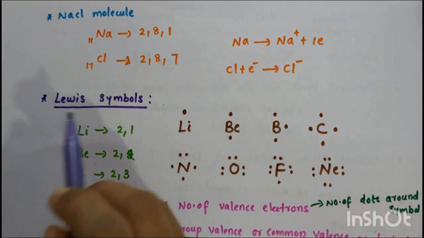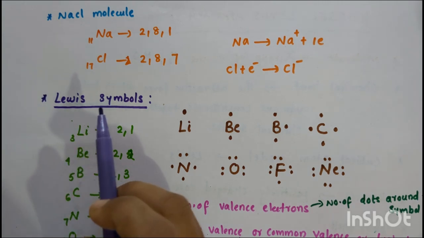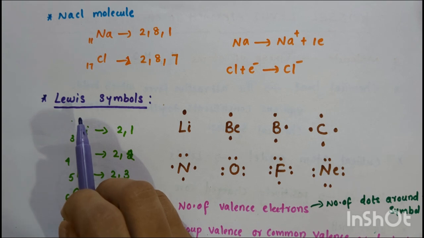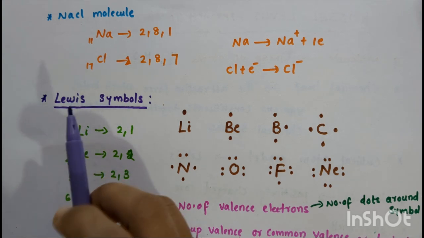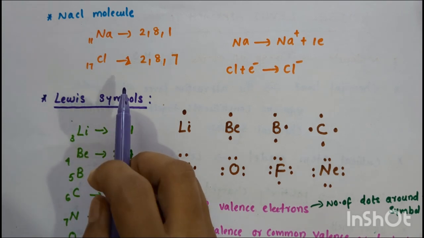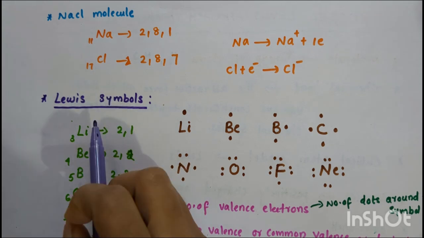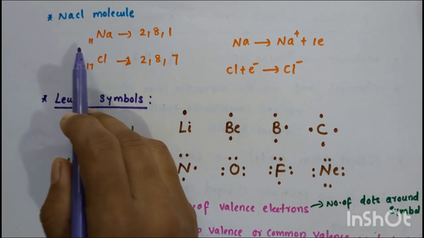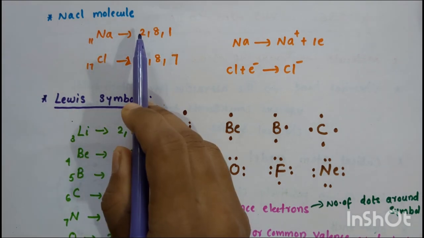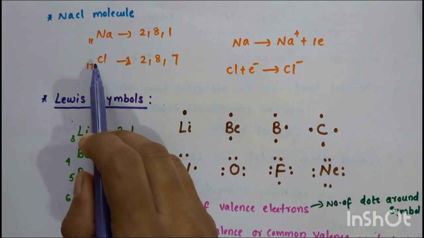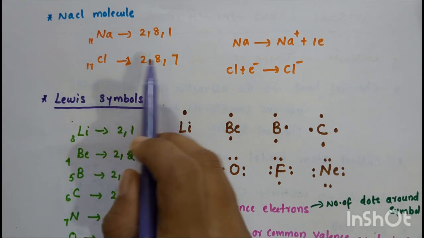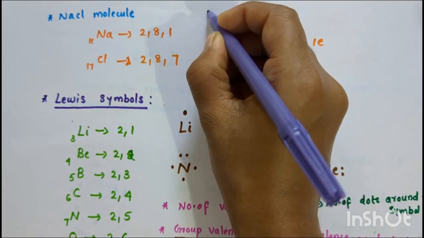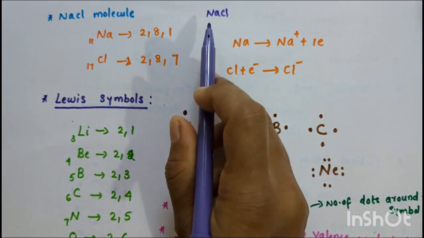See, Lewis postulated that atoms achieve the stable octet. Octet means 8 electrons in the outer shell. So, Lewis postulated that atoms achieve the stable octet when they are linked by chemical bonds. For example, let us consider the sodium atom whose atomic number is 11. So, electronic configuration 2, 8, 1. For chlorine, atomic number is 17. So, electronic configuration 2, 8, 7.